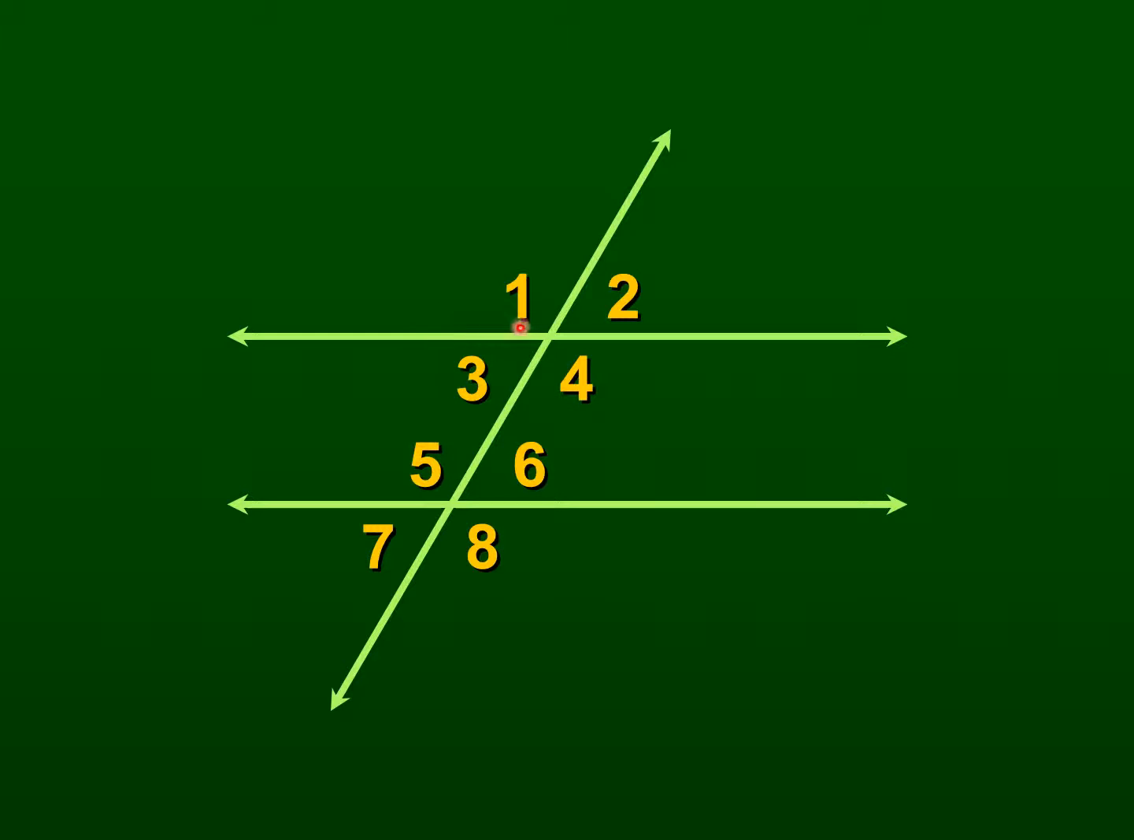So if here's one line and here's the other, in between those two lines are these angles here, 3, 4, 5, and 6. Alternate would be on opposite sides of the transversal. So we're talking about 3 and 6, or 5 and 4. So 4 and 5 are alternate interior angles. And then another example would be 3 and 6. Those are also alternate interior angles.